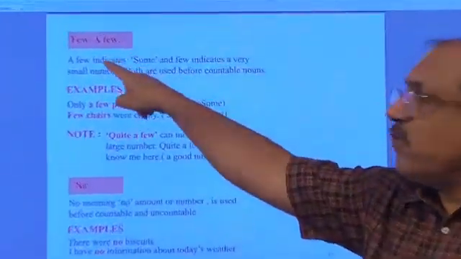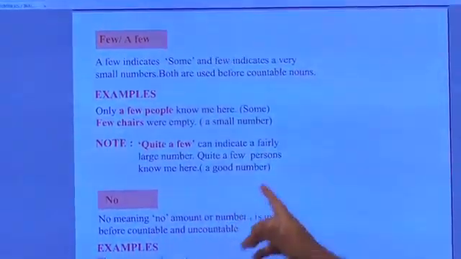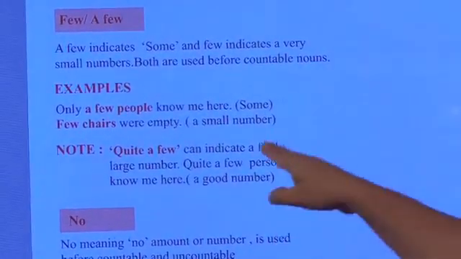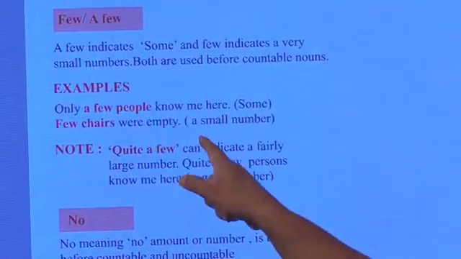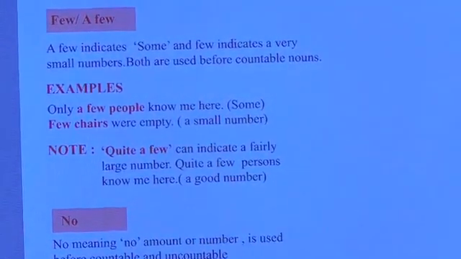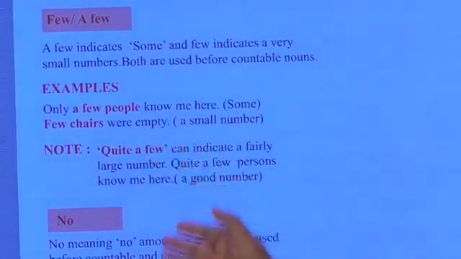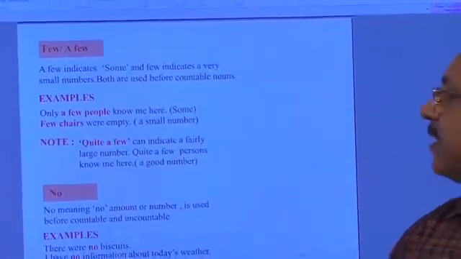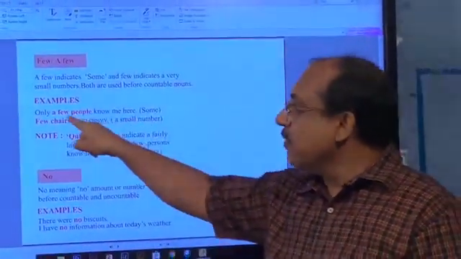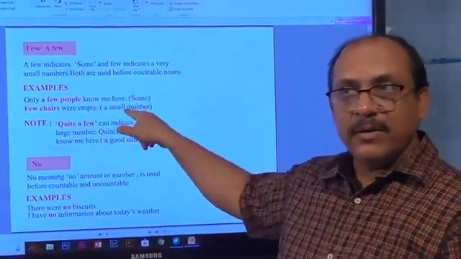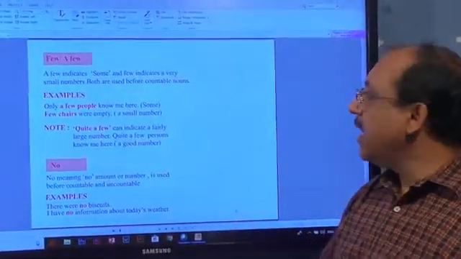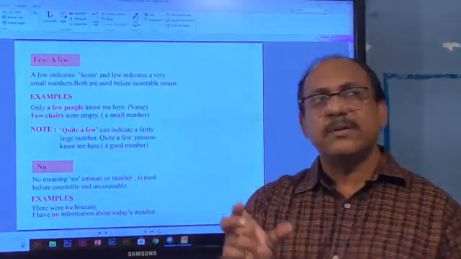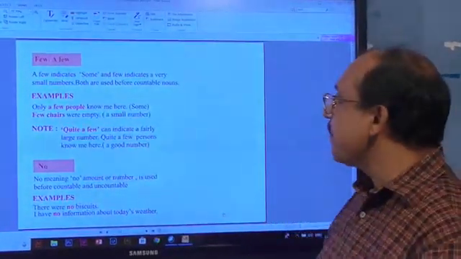Similarly, few means very small and a few means some. Coming to the examples, a few people means some people are there. Few chairs means a very small number of chairs. Now, only a few people know me here means some people know me. And few chairs were empty means a small number of chairs are empty.